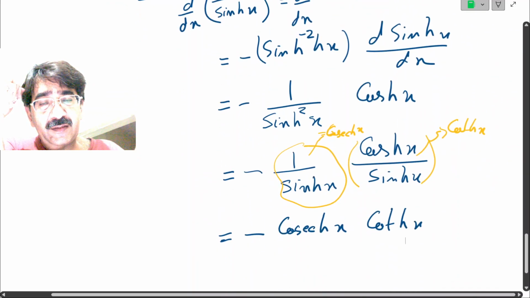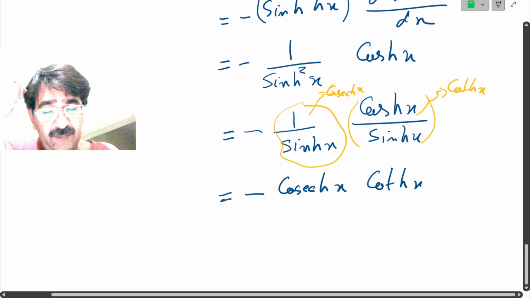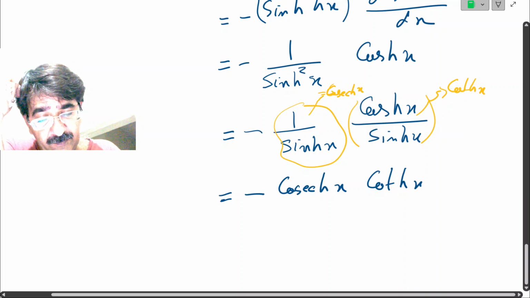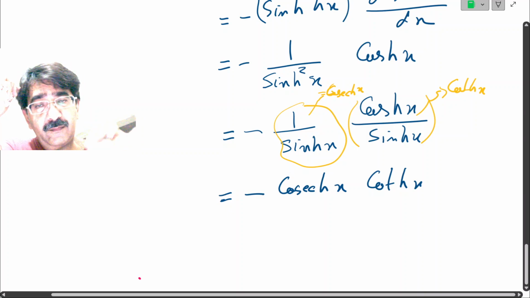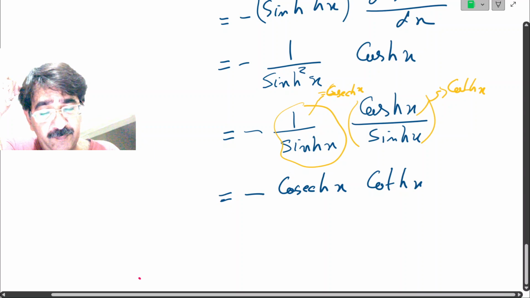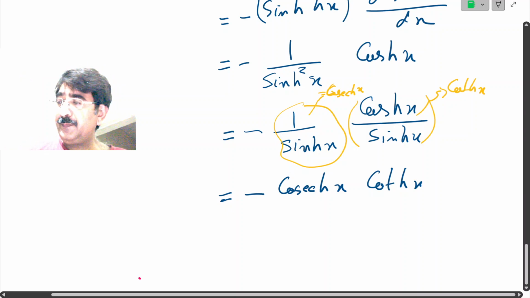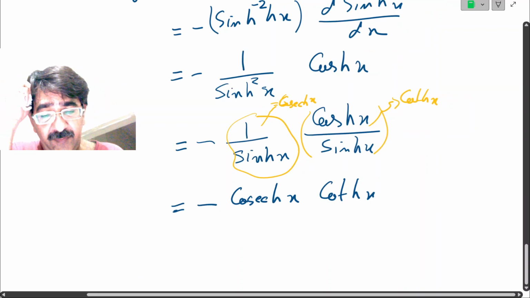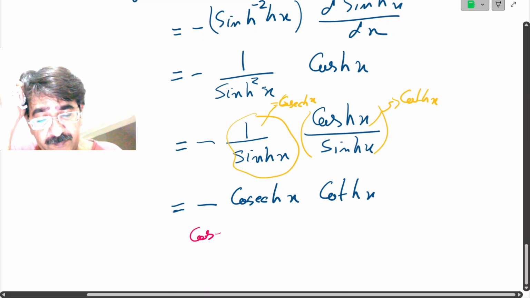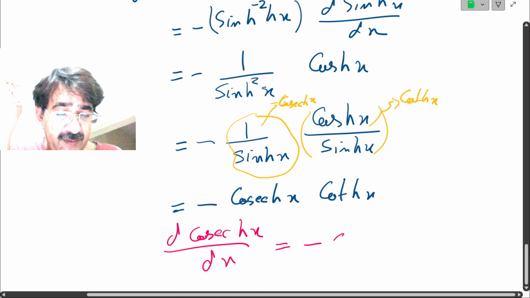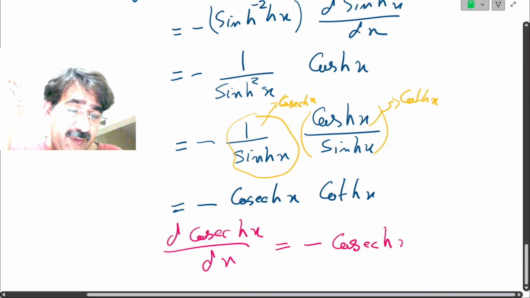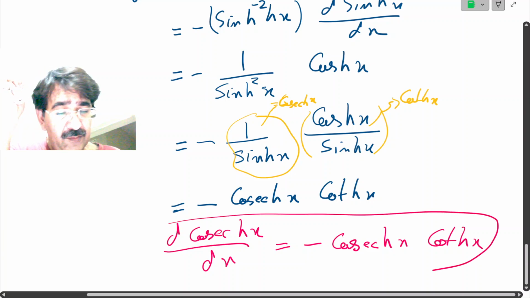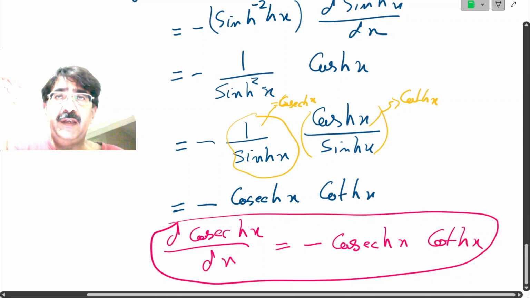So the derivative of cosecant hyperbolic x with respect to x is equal to minus cosecant hyperbolic x cot hyperbolic x. So this will be your required result. For today, it is enough.